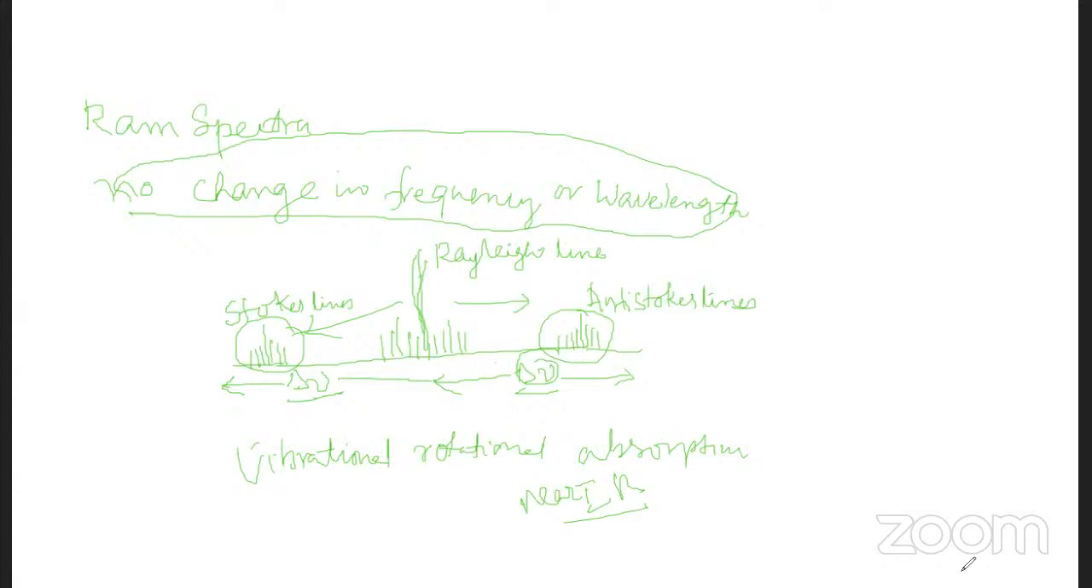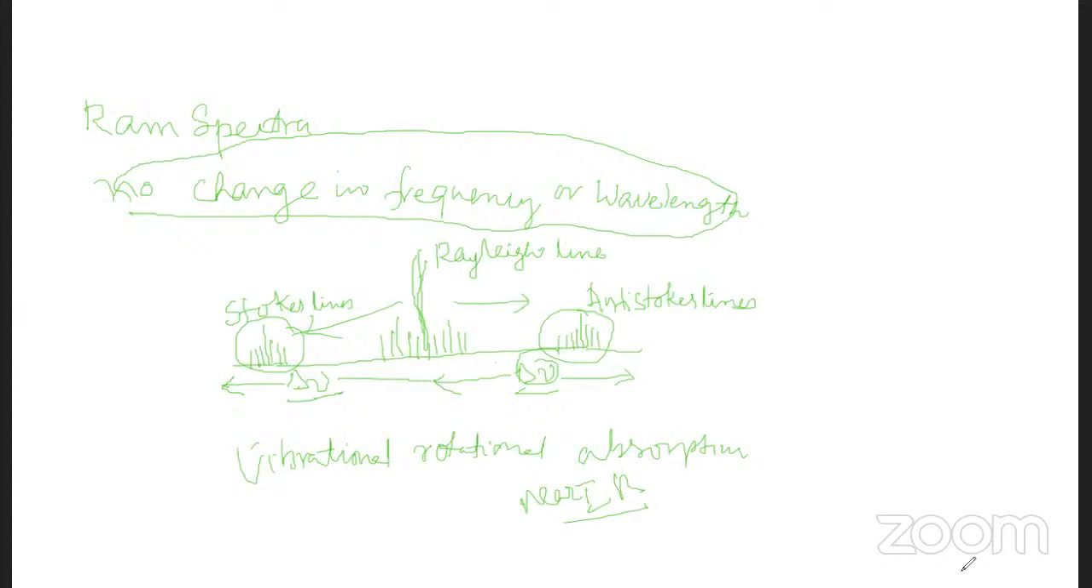After that, Sir C.V. Raman observed that there is also inelastic scattering. In Rayleigh scattering, most of the light is scattered elastically, but a few undergo inelastic scattering.